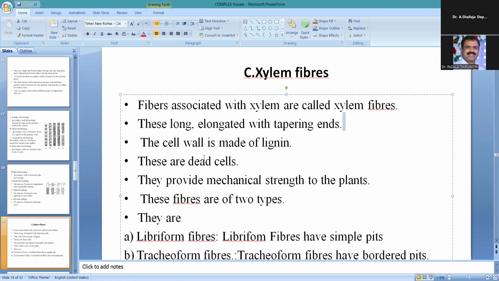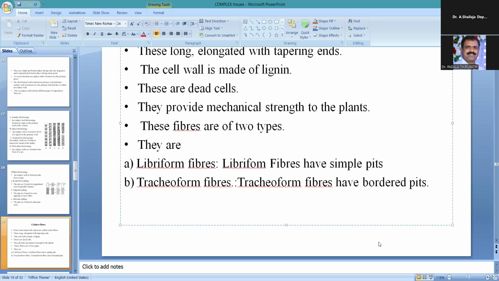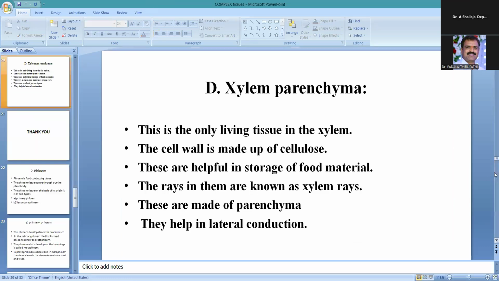These fibers are of two types, that is libriform fibers and tracheoform fibers. Libriform fibers have simple pits. Tracheoform fibers have bordered pits. These are long and elongated with tapering ends. The cell wall is made up of lignin. Next, xylem parenchyma, the last one.